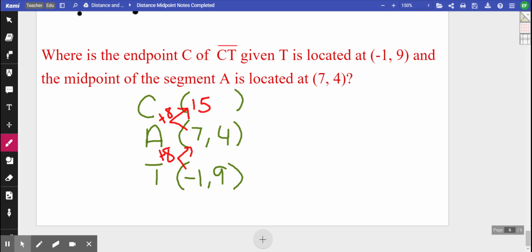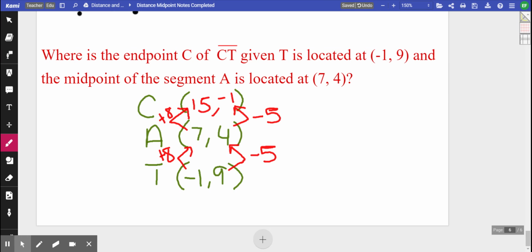Let's do it again for the y's. If I start at 9 and move to 4, that means I subtracted 5. If I start at 4 and again subtract 5, I'm going to end up at -1. So that means my other endpoint is located at 15, -1.